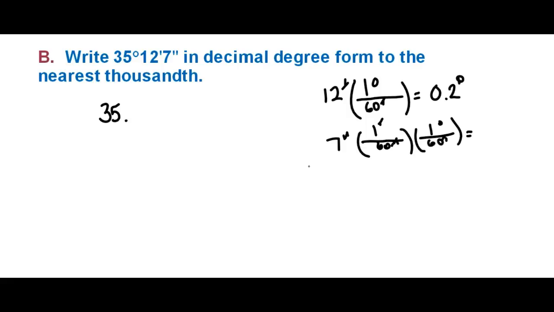So 7 divided by 60 divided by 60 again is 0.0019. And they told us to round to the nearest thousandth, so I'm just going to say 0.002 degrees. So now if I add all these together, I have 35 plus 0.2 plus 0.002. So I would have 35.202 degrees once I add those 3 things together.